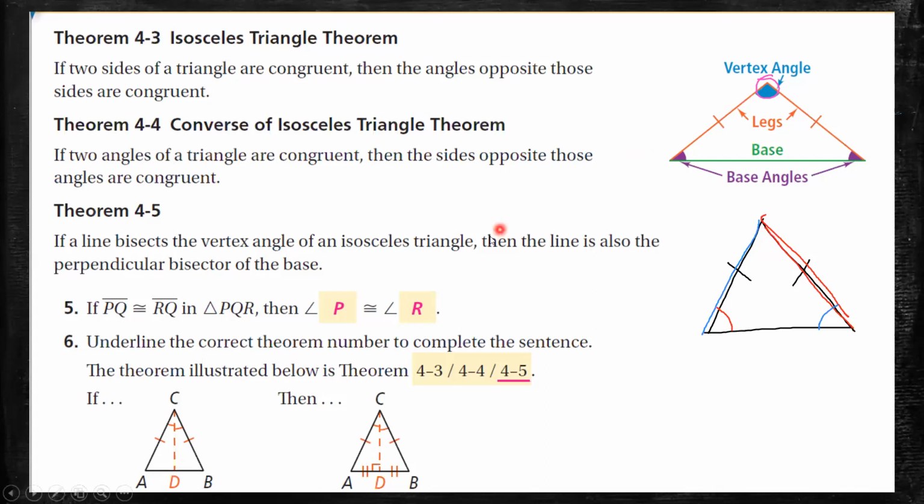Now, theorem 4.5 tells me that if a line bisects the vertex angle of an isosceles triangle, then the line is also the perpendicular bisector of the base. What does it mean?